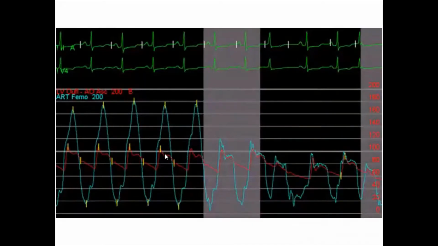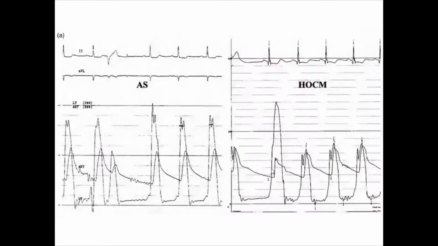Also, if you concentrate on the aortic hemodynamic tracing, what is the configuration of this aortic hemodynamic configuration? I mentioned spike and dome. Spike and dome. This further supports a diagnosis of hypertrophic obstructive cardiomyopathy. Okay?